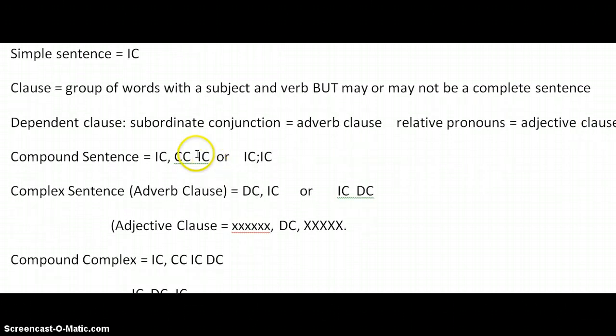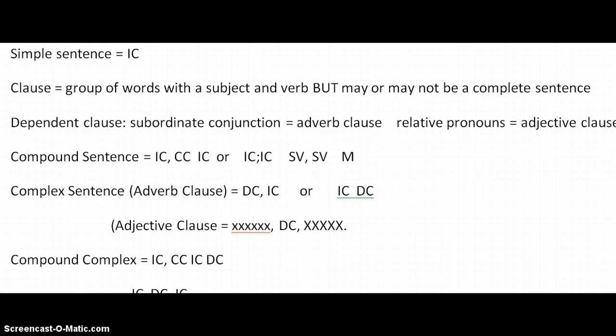First off, we have a compound sentence, and again, that's independent clause, coordinating conjunction, and, but, or, one of those fanboys, and then independent clause, or it could be independent clause, semicolon, independent clause. Again, when you're looking at both sides of the compound sentence, you want to have subject verb followed by a subject verb.